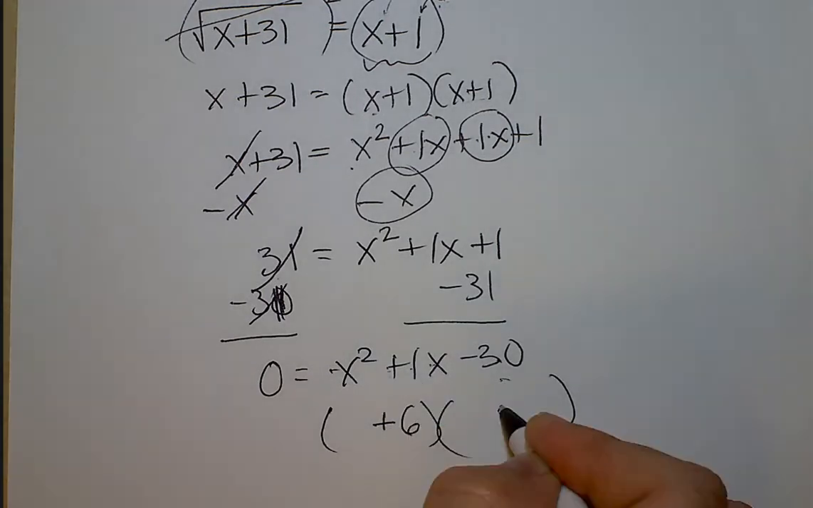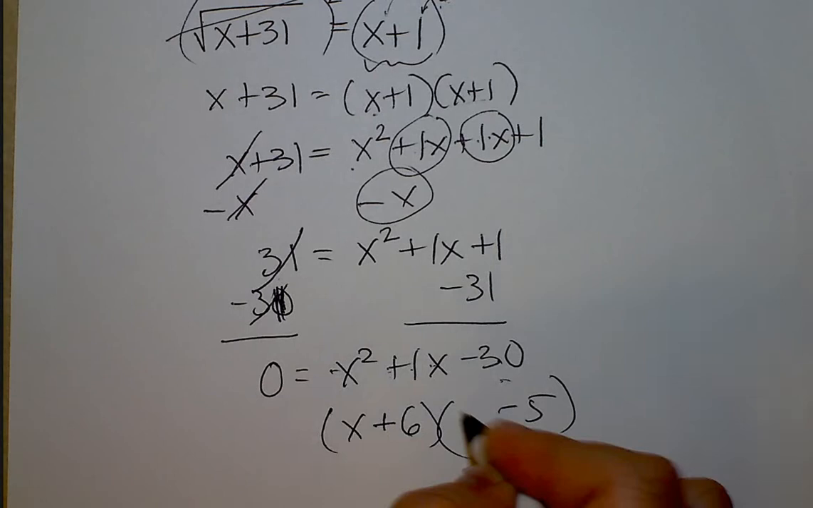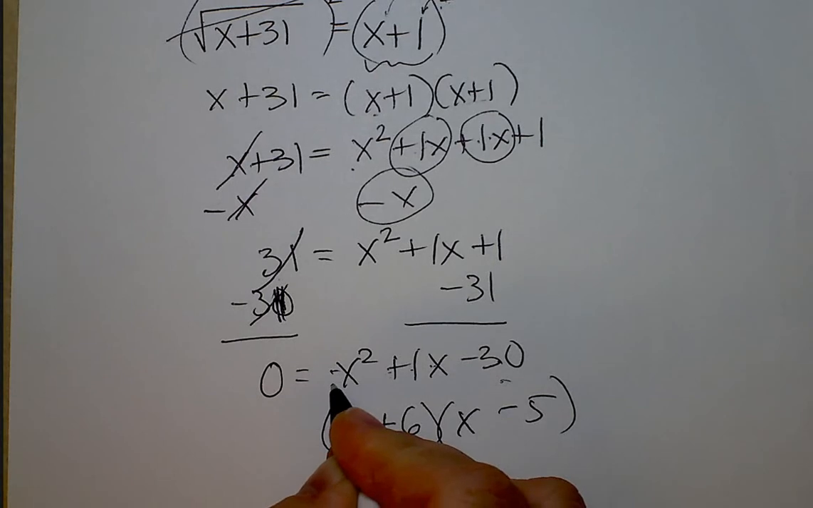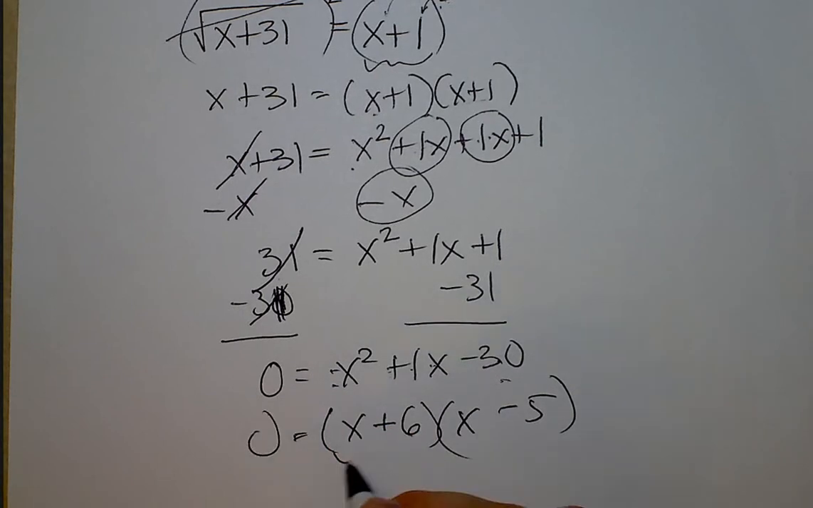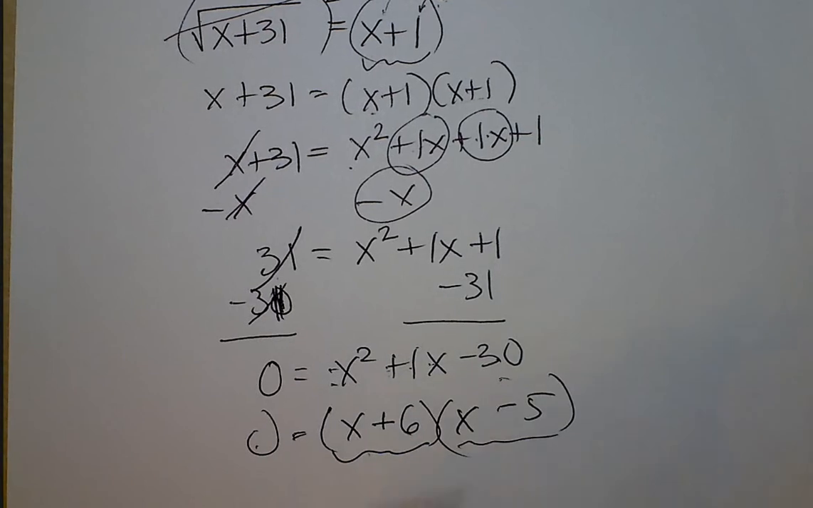Positive 6 and negative 5. I don't have to worry about bottoms up because the number up front is a 1. I'm going to set both of these equal to 0 and solve.